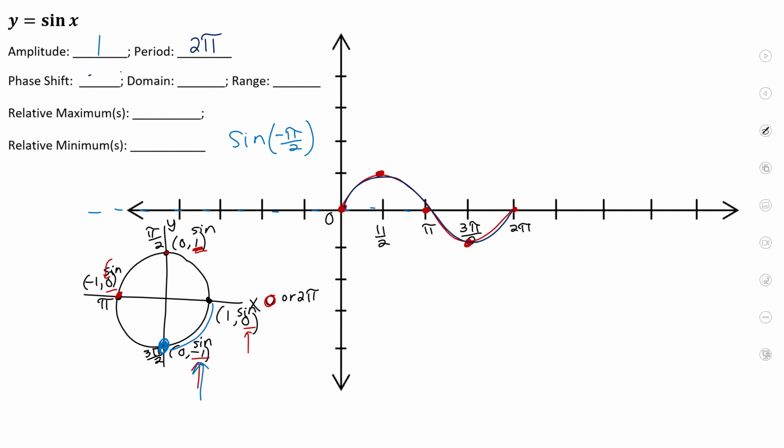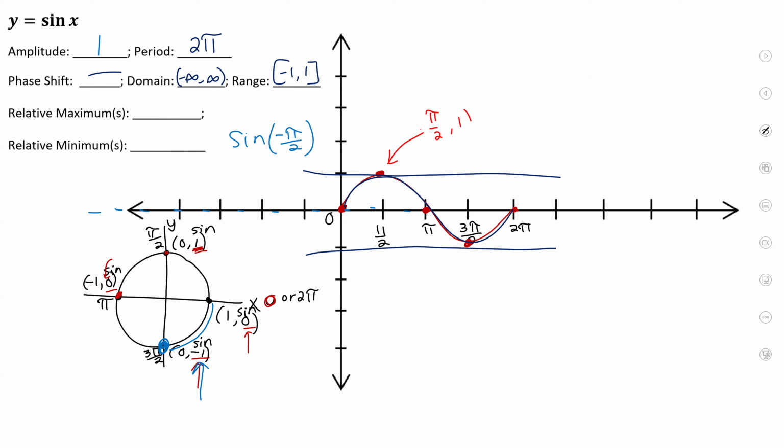There is no phase shift. We didn't move left or right. Your domain will always be all real numbers, -infinity to infinity. Range is bottom to the top, so the very bottom is at -1, and the top is at 1. This is your relative maximum. The point is (pi over 2, 1). And your relative minimum is down here at (3 pi divided by 2, -1).